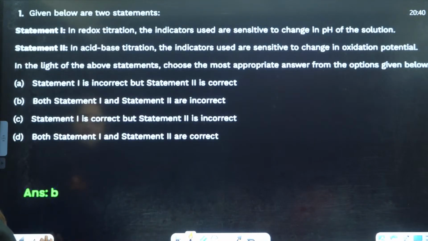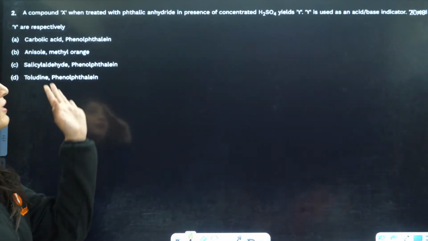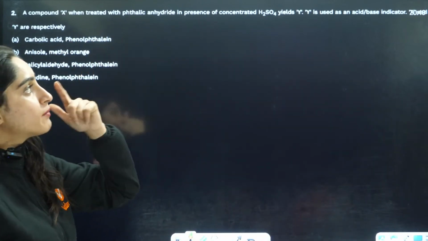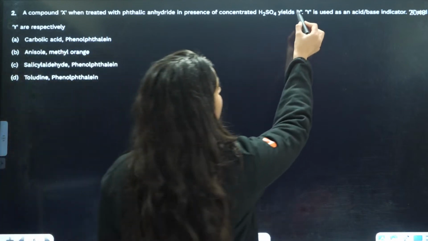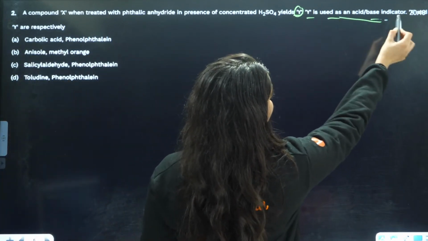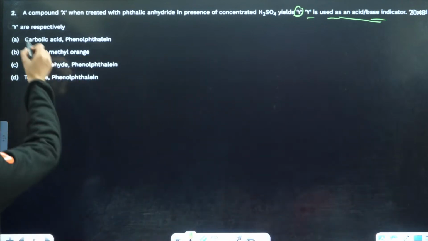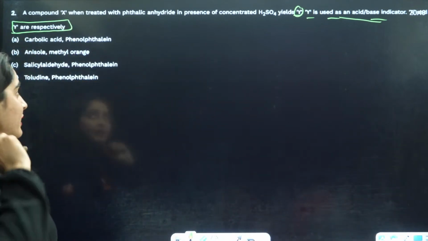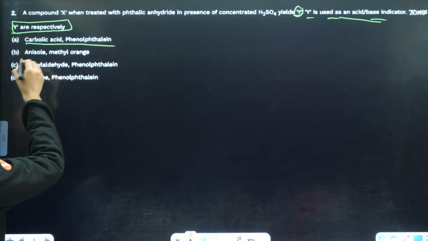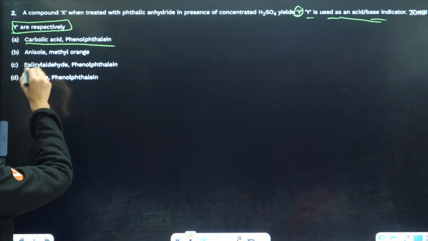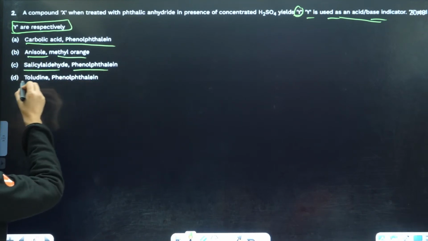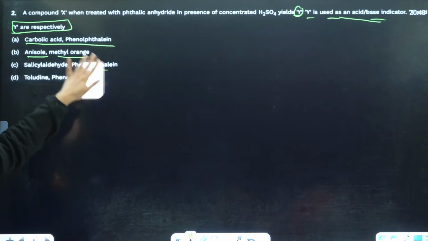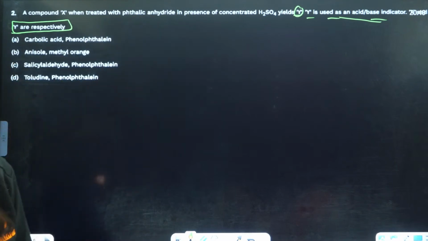Okay, next question. A compound X when treated with phthalic anhydride in presence of concentrated H2SO4 yields Y. Y is used as an acid base indicator. X and Y are respectively: carbolic acid, phenolphthalein; anisole, methyl orange; salicylic aldehyde, phenolphthalein; toluidine, and phenolphthalein. Everybody, any idea about this?